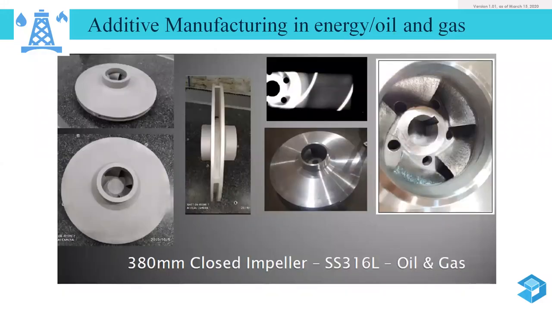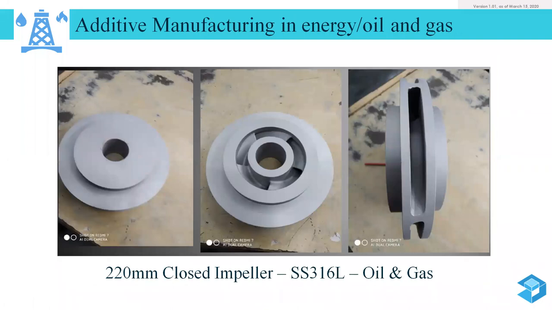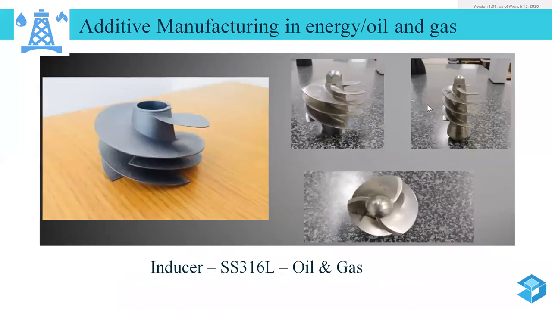And talking about Objectify, we've been able to manufacture the world's biggest semi-closed impeller. This is 380 mm. Most of you were asking last time whether support structures will be present inside. No, actually, if you strategize your alignment and orientation, you don't require support structures inside, and this is one of the examples for that. This was made of stainless steel and delivered to one of our clients. And this is another 220 mm closed impeller made of stainless steel, also for an oil and gas application. And this inducer as well. You can see how thin these blades are, around 2 mm thick. These are easily manufacturable using 3D printing.